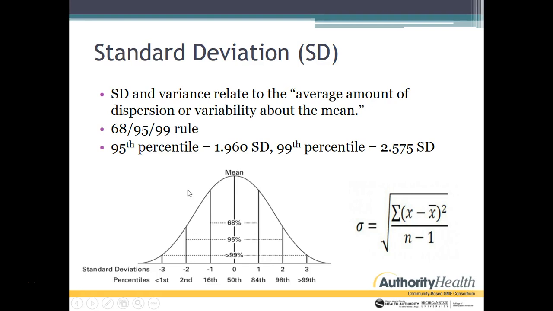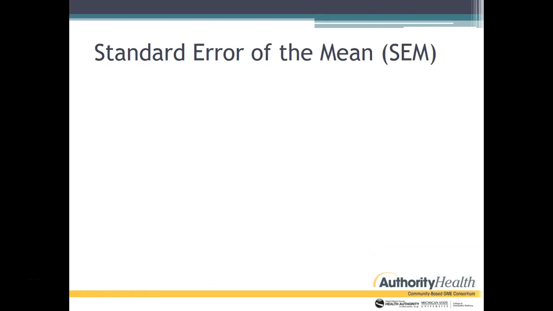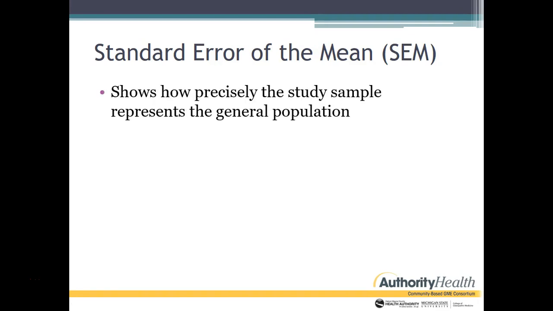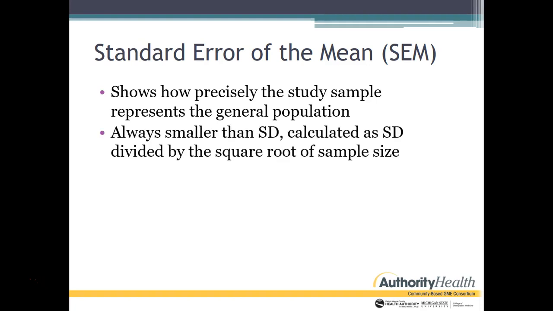And then the last thing to keep in mind is the 95th percentile is 1.96 standard deviations, and the 99th is 2.575 standard deviations. And here's the formula for standard deviation. All right, enough review. But what about standard error of the mean? So this shows how precisely the study sample represents the general population. It's always smaller than standard deviation because it's calculated as the standard deviation divided by the square root of the sample size.